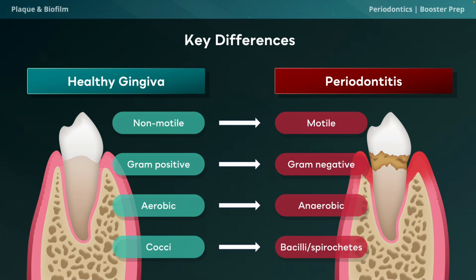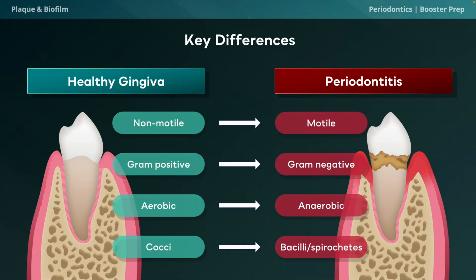Now, as the disease progresses to periodontitis, the environment becomes more conducive to pathogenic species, leading to a shift toward motile, gram-negative, anaerobic bacteria, including bacilli and spirochetes. These changes reflect a transition to a more destructive microbial community that contributes to inflammation, tissue breakdown, and the progression of periodontal disease.